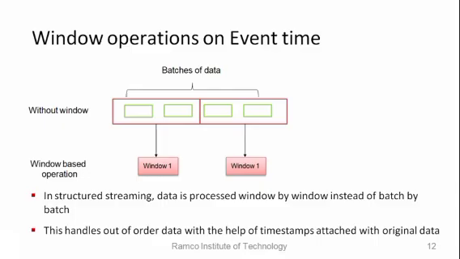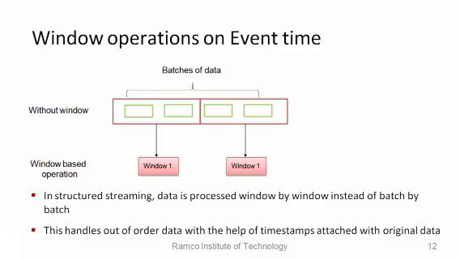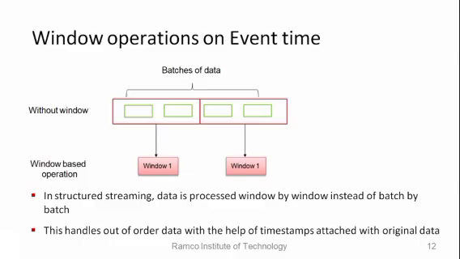Dividing a stream into windows happens based on certain criteria. These criteria can be time-based, for example, 5-minute intervals, count-based, for example, every 1,000 messages, or even based on the data characteristics, for instance, changes in data volume. Among them, time windows are by far the most commonly used. In structured streaming, data is processed window by window instead of batch by batch. This handles out of order data with the help of timestamps attached to the original data.